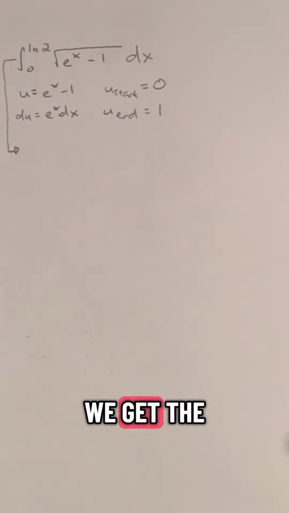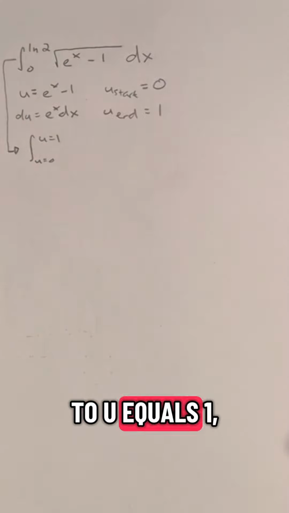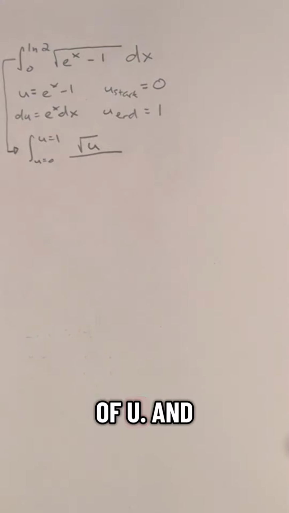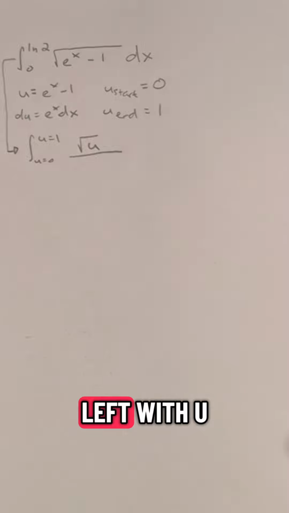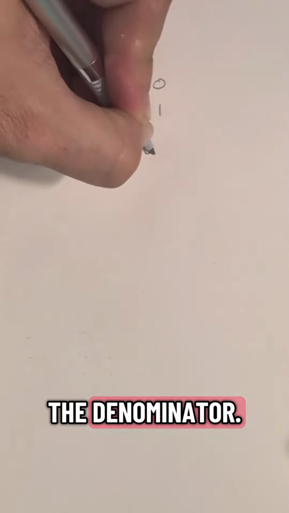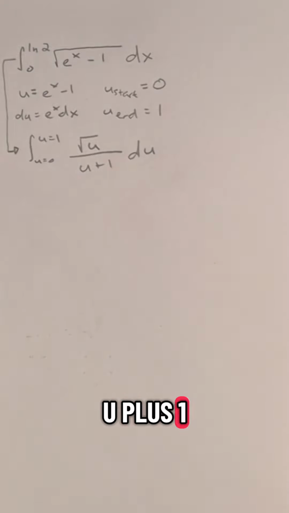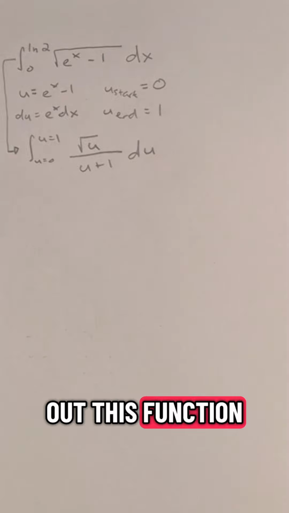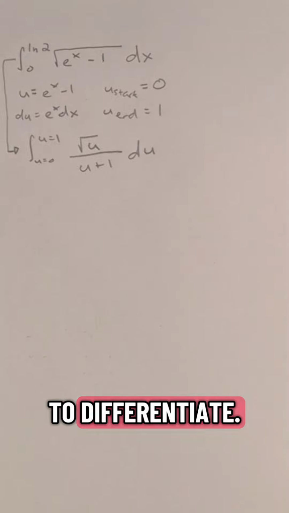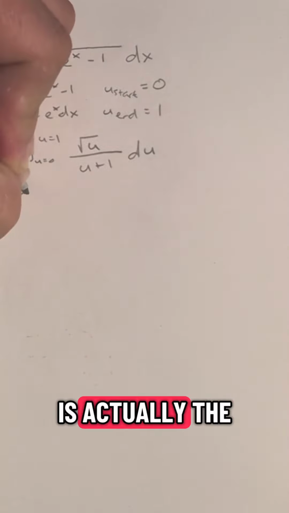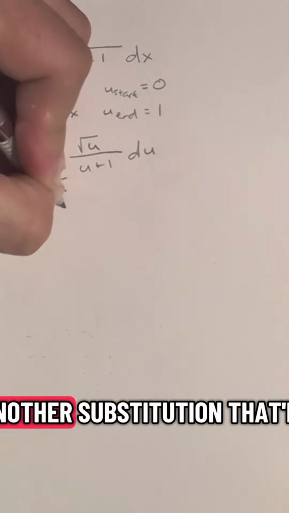Performing the substitution, we get the integral from u equals 0 to u equals 1 of the square root of u, and then when you solve for that dx, you're going to be left with u plus 1 in the denominator, so you get root u over u plus 1 du. But it turns out this function isn't that easy to anti-differentiate, but if you recognize that u is actually the square root of u squared, we can do another substitution that'll help us a lot.